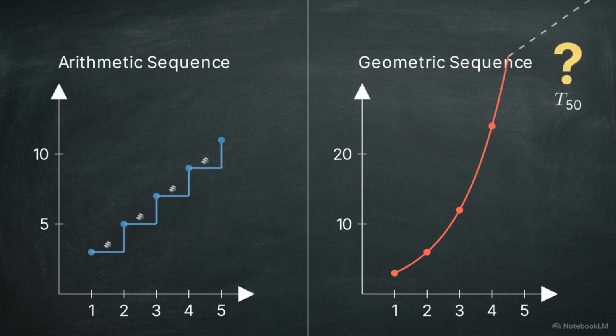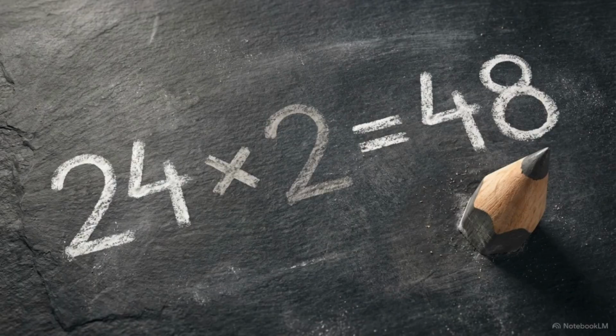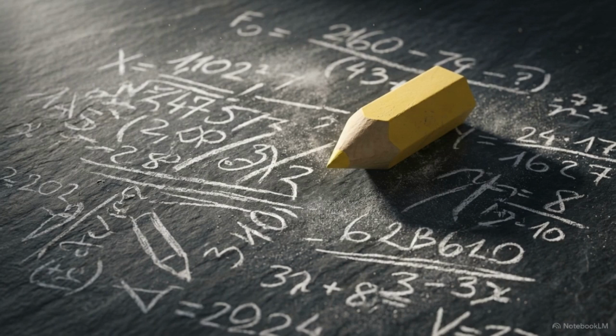Now, what if I asked you to find the 50th number on that steep curve? Finding the next single step is easy enough. You just multiply by 2. But manually calculating 50 consecutive steps by hand is tedious. It takes too much time, and the chance of a calculation error is high.